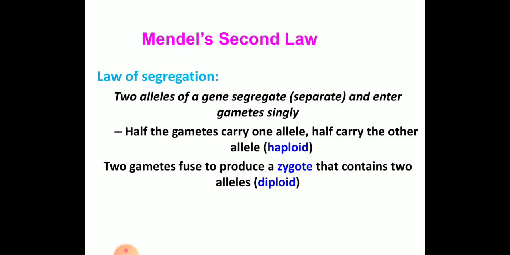So coming to the second law, that is the law of segregation. Here he explains that the two alleles of a gene segregate or separate and enter gametes singly. So half of the gametes carry one allele, half carry the other allele. That is what is called haploid. Two gametes fuse to produce a zygote that contains two alleles, so it becomes diploid. So if it contains only the half, then it is called haploid, and if it contains two, then it will be diploid. So this is how the segregation or separation takes place in Mendel's second law.